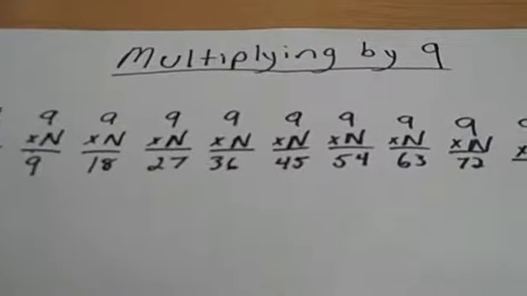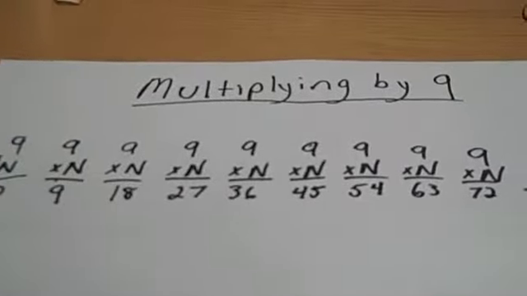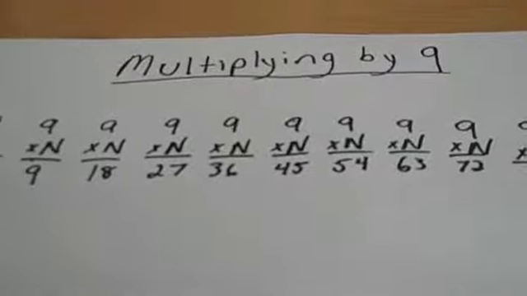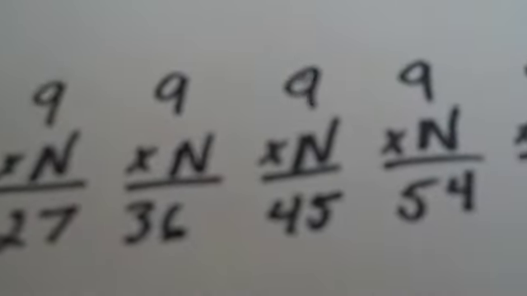Hi, my name is Mark Taney, and today I'm going to be teaching you how to multiply by 9. The first thing I'll ask my students is what are the numbers we say when we count by nines? And so they'll start 0, 9, 18, 27, 36, 45, 54, 63, 72, then 81.